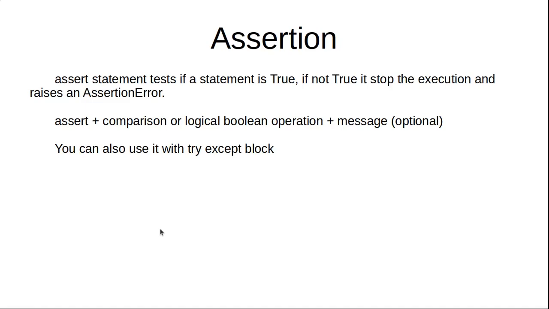Assertion. Assert statement tests if a statement is true. If not true, it stops the execution and raises an assertion error. The syntax is assert plus comparison or logical Boolean operation plus message, but the message is optional. You can also use it with try except block.